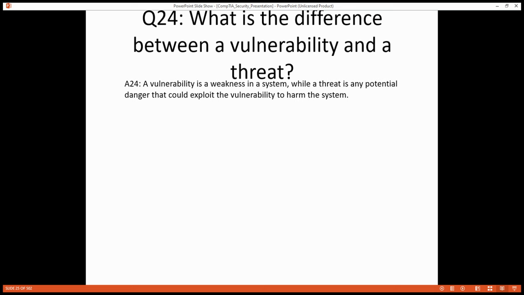Q24. What is the difference between a vulnerability and a threat? A24. A vulnerability is a weakness in a system, while a threat is any potential danger that could exploit the vulnerability to harm the system.